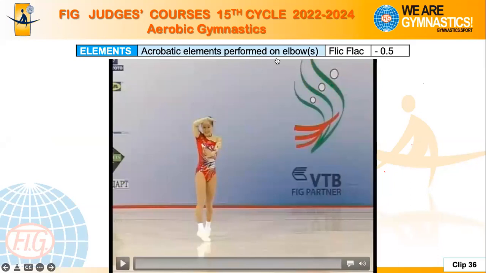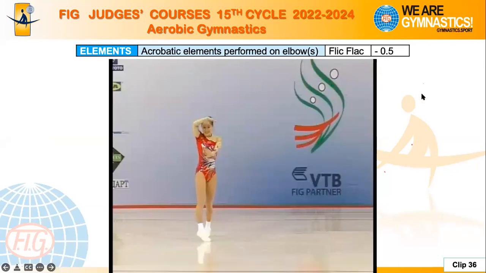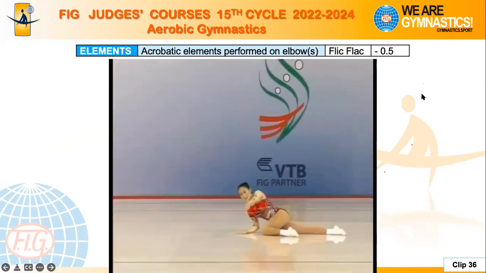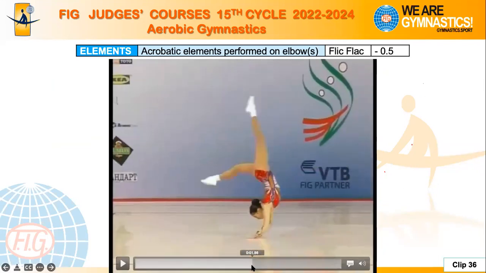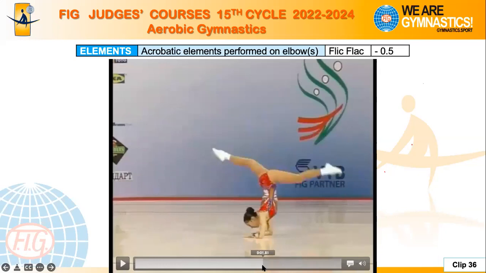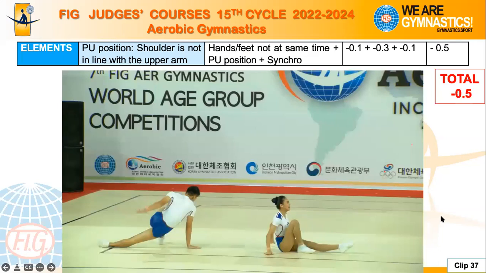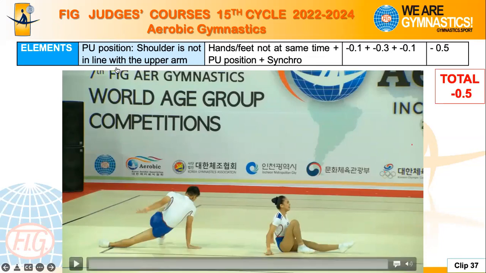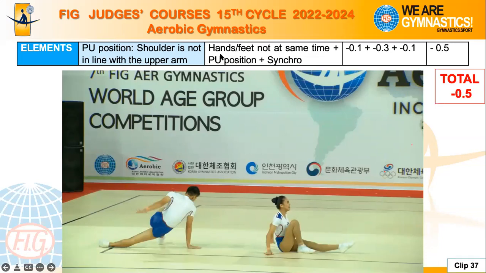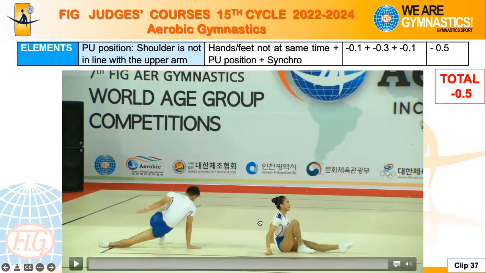Acrobatic elements performed on elbow for flick flack. As you can see, she's doing acro elements. If you see elements with elbow, 0.5. This one is push-up position. His shoulder is not in line with the upper arm. Now, hands and feet not at the same time, and push-up position and synchro mistakes. So hands not same time, small, push-up position 3, and synchro 1.